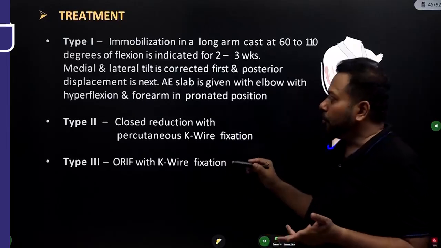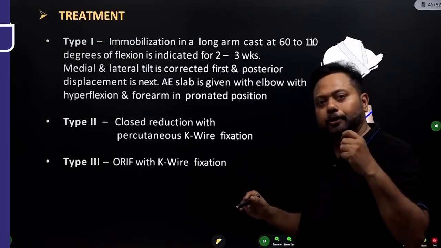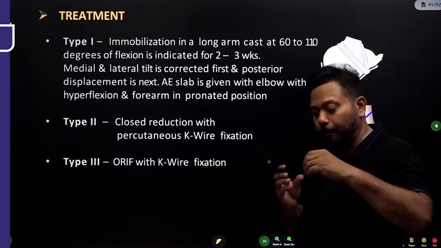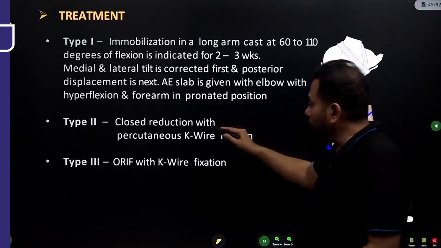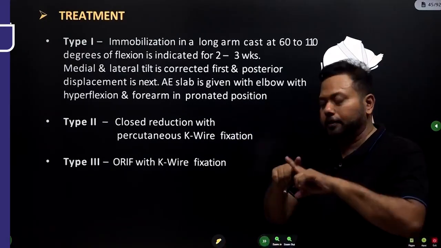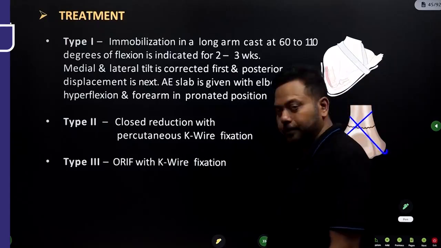Type 2, closed reduction, because in type 2 the posterior cortex is intact, the anterior cortex is open. So, just to close it with a C-arm control, you do a closed reduction with percutaneous cross K-wires. Put a K-wire like this, closed.